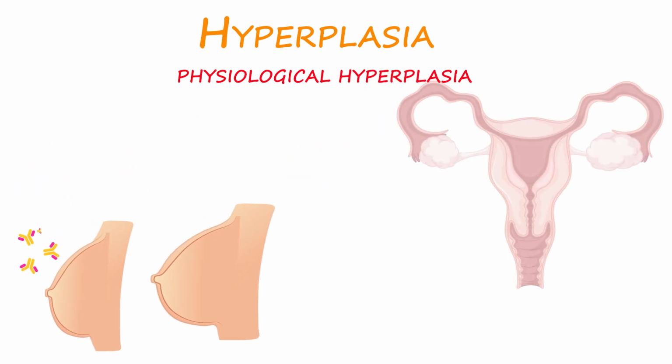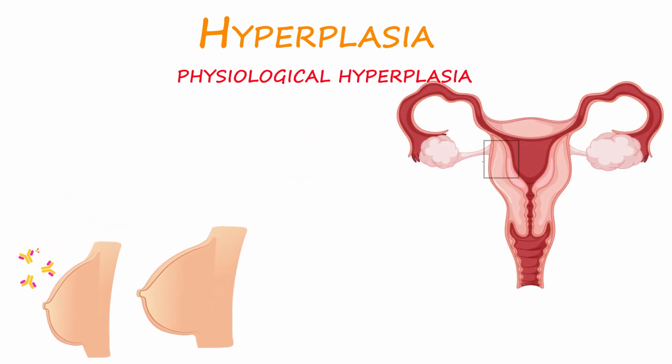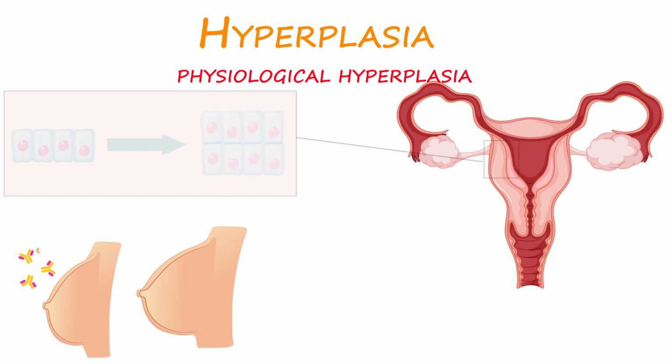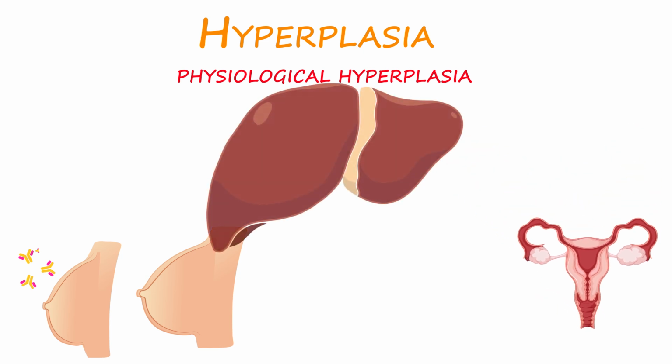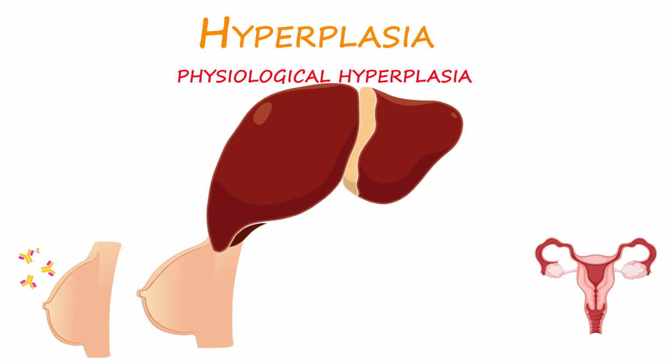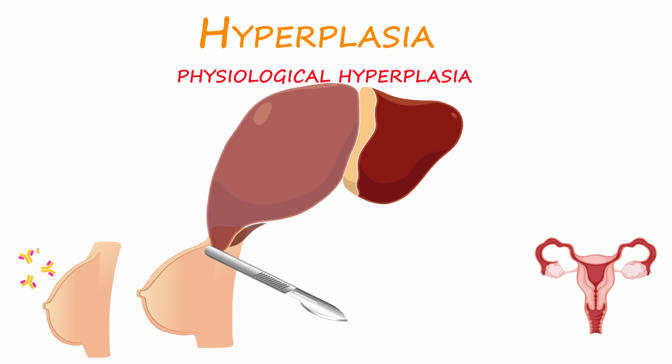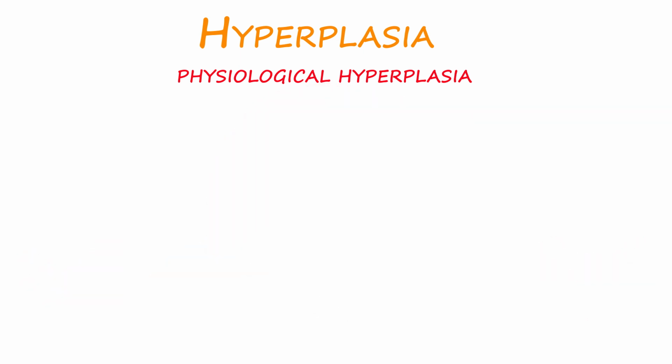Another example is the cyclical growth of the endometrial lining during the menstrual cycle. Under hormonal influence, the endometrium grows from 1 to 2 millimeters thickness to 5 to 7 millimeters, preparing for potential embryo implantation. A remarkable example of physiological hyperplasia is liver regeneration. After partial hepatectomy, where up to 70% of the liver is removed, the remaining cells proliferate to restore normal liver mass within weeks.